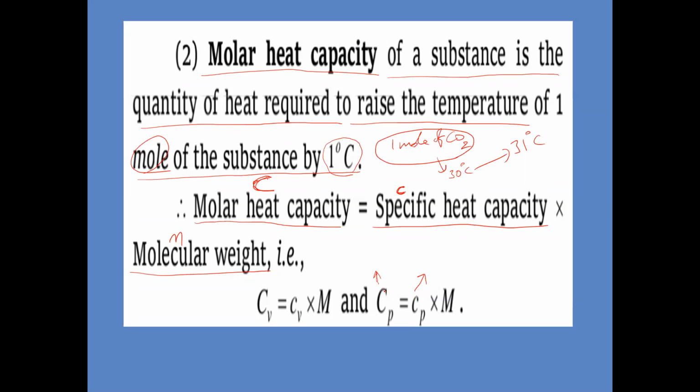And capital C is the heat required to raise the temperature of 1 mole of the substance through 1 degree Celsius. And M is the gram molecular weight. So what is the relation between capital C and small c? Capital C is molar heat capacity and small c is specific heat capacity. So the specific heat capacity into molecular weight will give molar heat capacity.